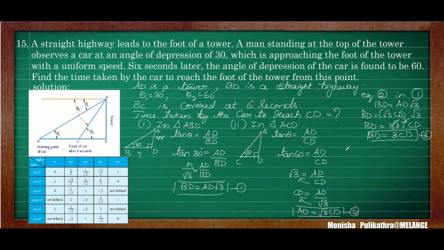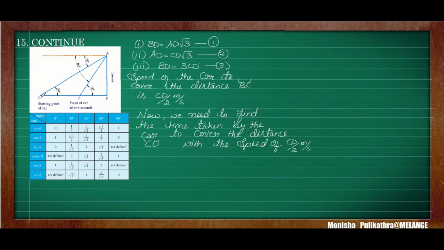So next, time taken. Here it is given that the time taken to reach from B position to C position is 6 seconds. So we don't know the uniform speed taken by the car to reach the C position, from B to C, that is CD by 2 meter per second. Now we need to find out, if the speed is CD by 2, then what is the time taken by the car to reach from C to D with the speed of CD by 2 meter per second. We know that speed is equal to distance by time.